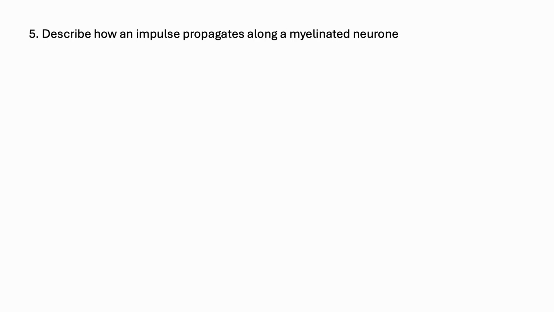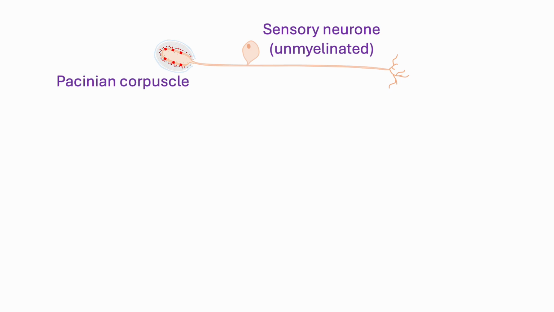So just before we get into the answer to this, I'm just going to have a quick discussion about an unmyelinated neuron and how that works. So we'll discuss that first, and then we'll go into the answer for question 5. So let's take a look at an example of a sensory neuron, an unmyelinated sensory neuron. And at one end of this sensory neuron, we have a Pacinian corpuscle, which you should know how that functions and works.